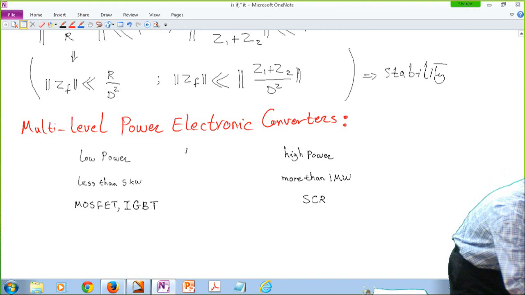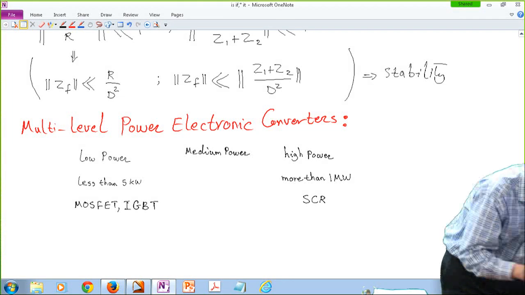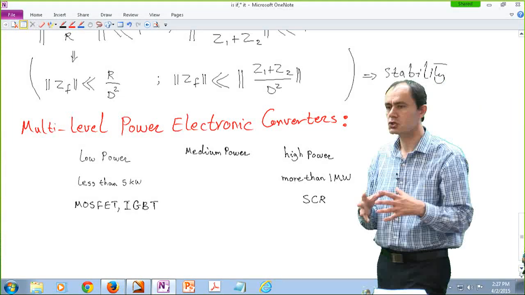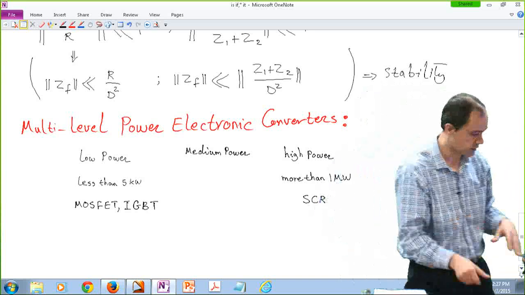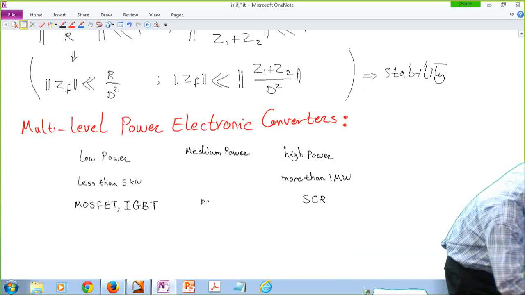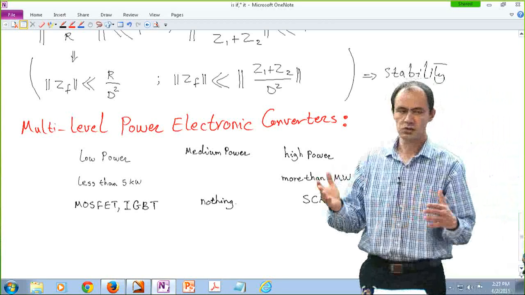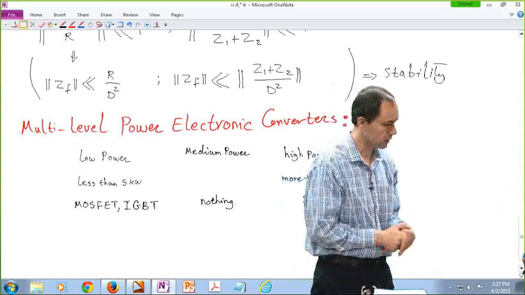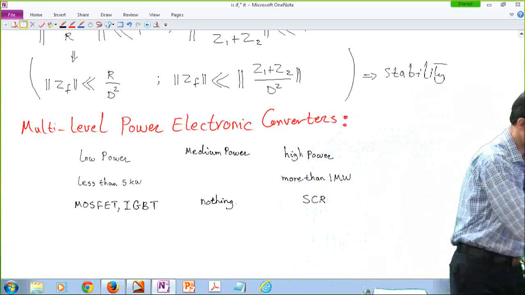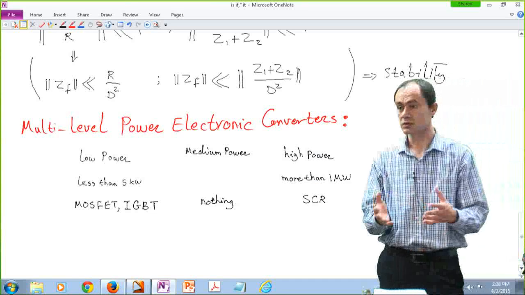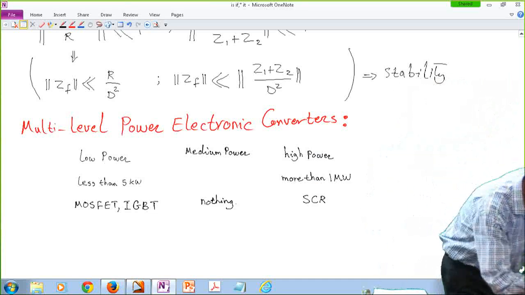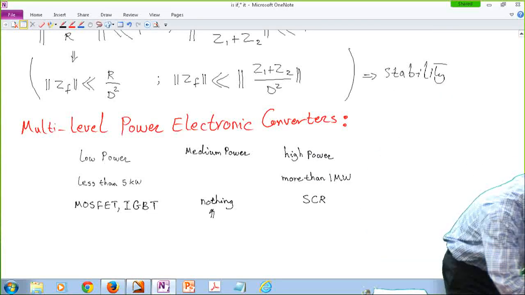For medium power, which sits in between, we don't really have a good switch to do that. So technically, we got nothing. We cannot extend the voltage rating or current rating of existing IGBTs to 10 times more than what they are. And we cannot enjoy SCRs because SCRs have a lot of limitations in terms of switching frequency, for instance. So multi-level converters are trying to address this segment.